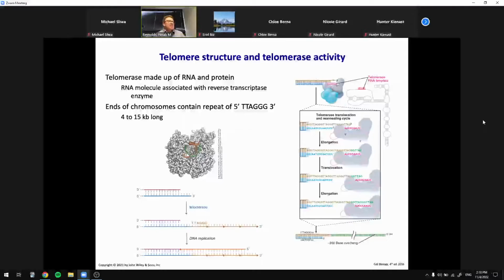And because telomerase is using its own RNA template and putting in DNA, this is called reverse transcriptase. So it's using an RNA template to make a new DNA strand. That's because transcription, and we'll get to it, is using DNA as a template to make RNA. And so this is the opposite of that. This is using an RNA template to make DNA.